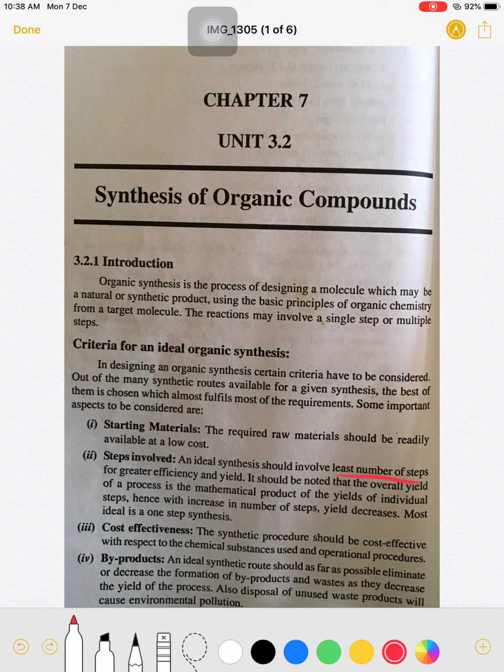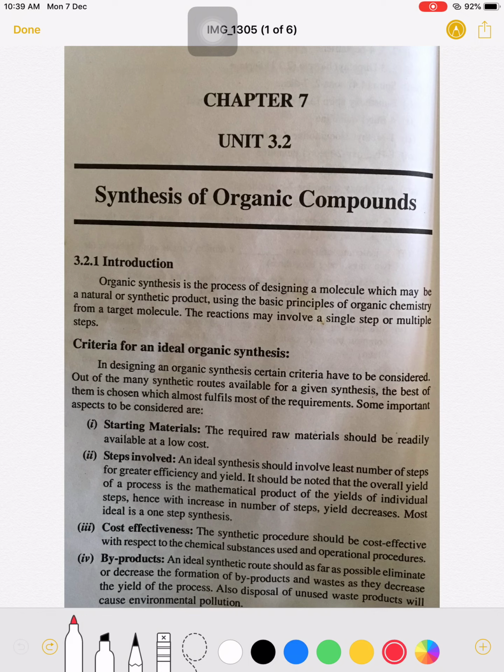If we have 10 steps for a synthesis of, suppose, compound A, and we have 2 steps for the synthesis of the same compound A, then we have to choose the number of steps which are required for the synthesis. The route which has the least number of steps should be selected, so that it gives us greater efficiency and yield.